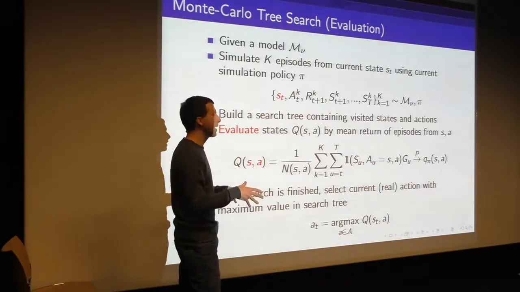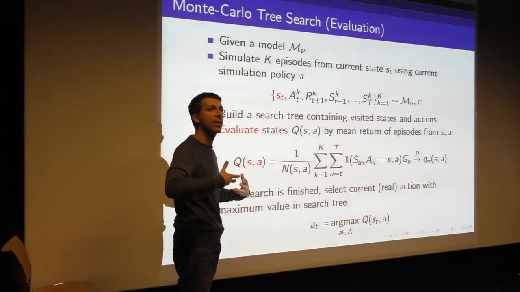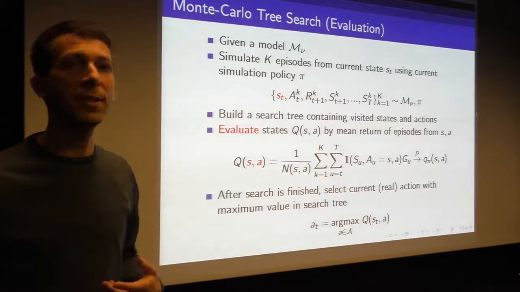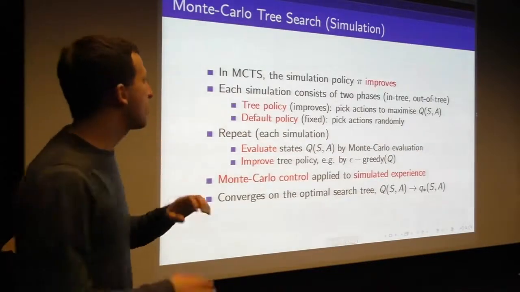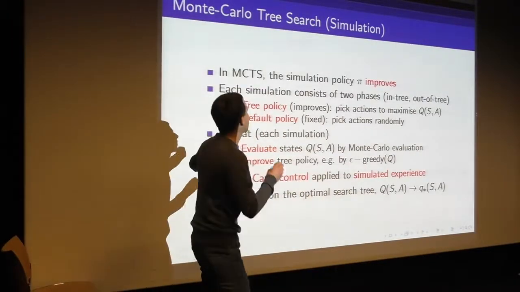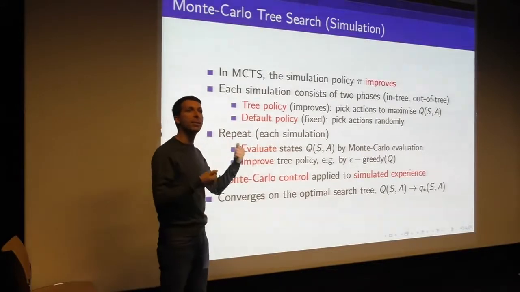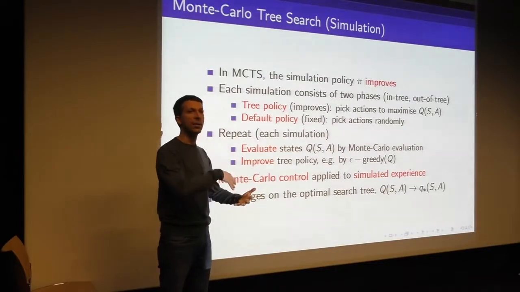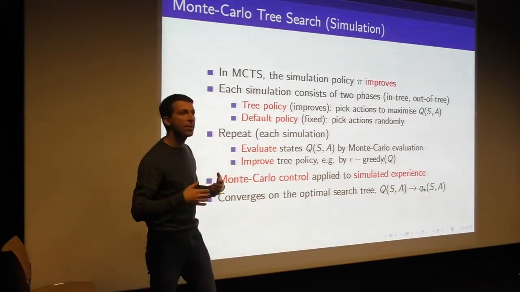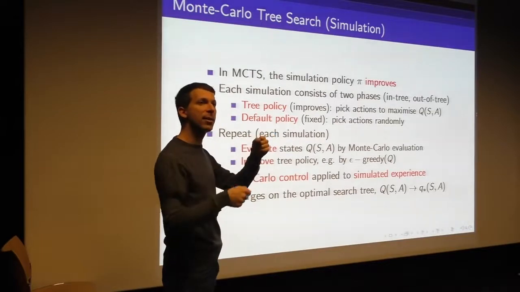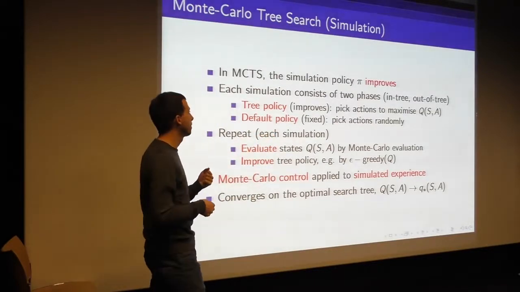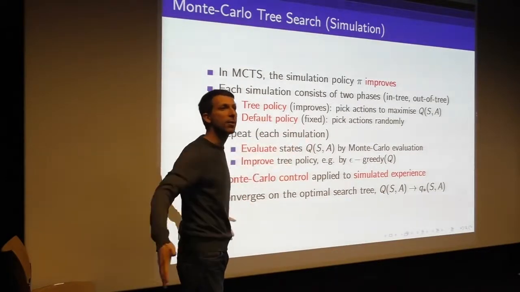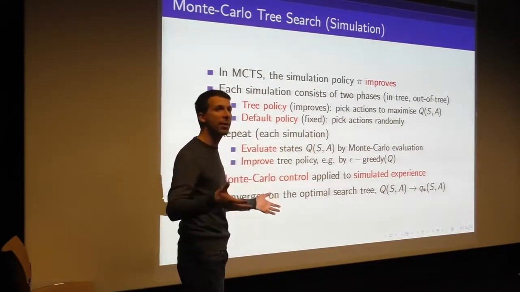But there's one big difference now, which is we've got this rich information in our search tree, and we can use that rich information to make our simulation policy better. So after every simulation, we're going to make our simulations improve. And we do that in the same way that we do policy improvement in previous classes, where we look at the Q values and maximize over the Q values in the search tree to make them better. Now, the only distinction is that here we don't have a complete table of Q values everywhere, we've only got them within the search tree.